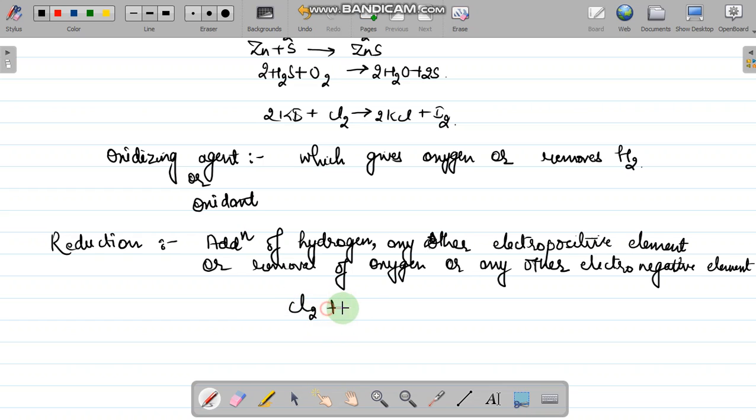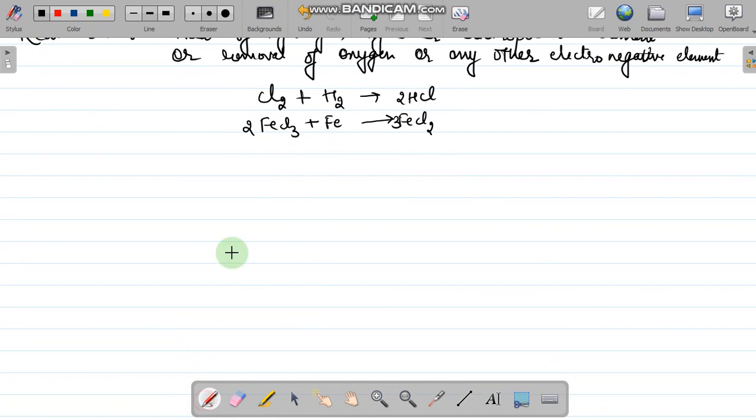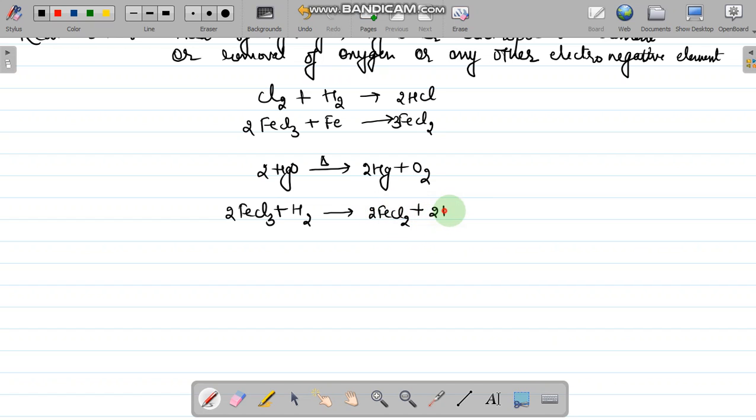Let's look at examples. Addition of hydrogen: Cl2 plus H2 forms HCl. Addition of an electropositive element: FeCl3 plus Fe forms FeCl2, after balancing it. Removal of oxygen: HgO on heating gives 2Hg plus O2. Removal of an electronegative element: take FeCl3 only, plus H2, it forms 2FeCl2 plus 2HCl.